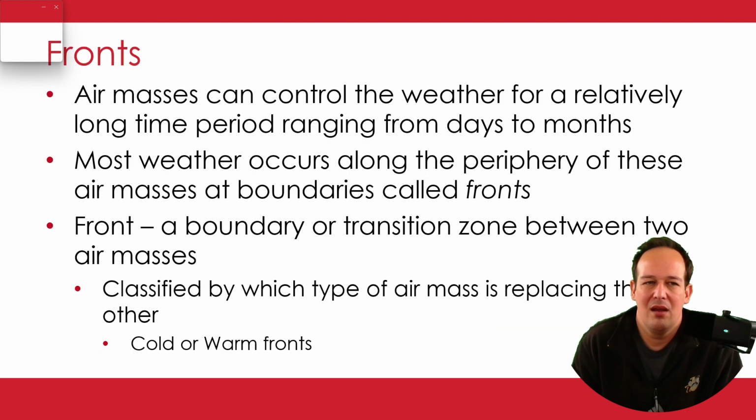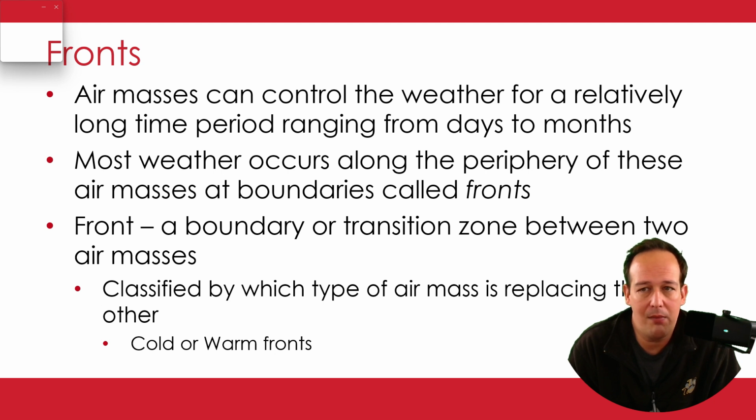So fronts are air masses, and if you watched the previous video, I discussed what air masses are. And so as those air masses move, they eventually come in contact with other masses. And so that boundary between the two air masses is called a frontal boundary, which we just call fronts. And so a front is just a boundary or transition zone between two air masses, and they're classified by which type of air mass is replacing the other.